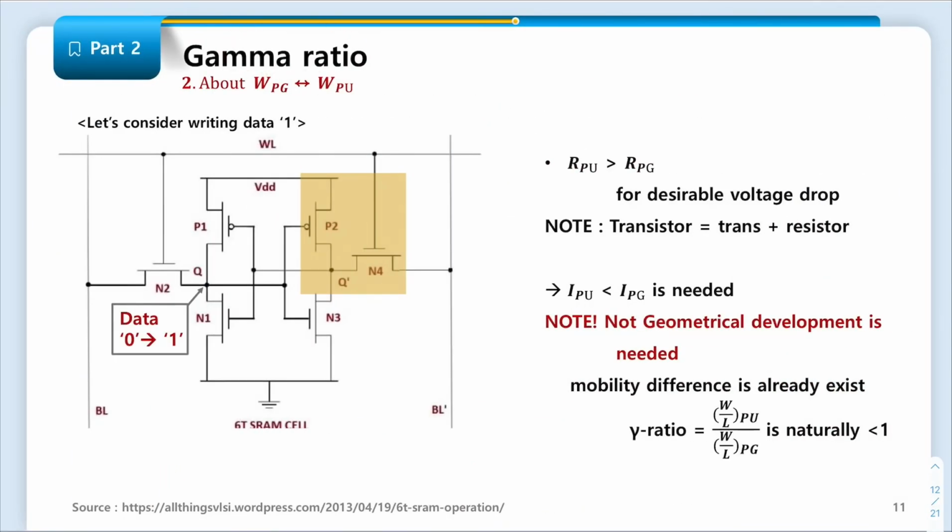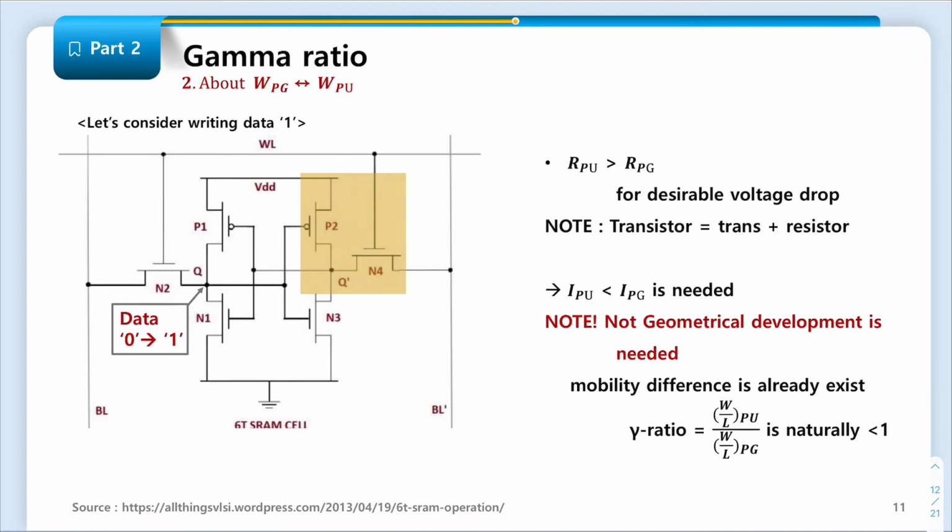Also, there is the gamma ratio concept. If you understood the last slide perfectly, then this slide would be very easy. Let's assume we're going to write data 1. We're going to make this node go from data 0 to 1. Then equivalently, it means we're going to make this node go from data 1 to 0.